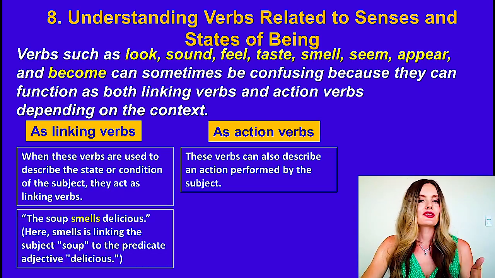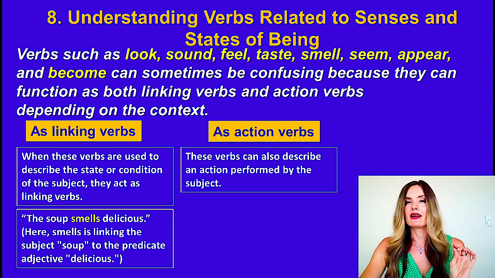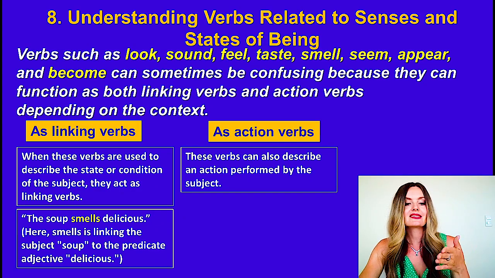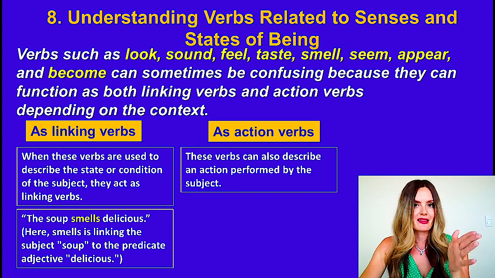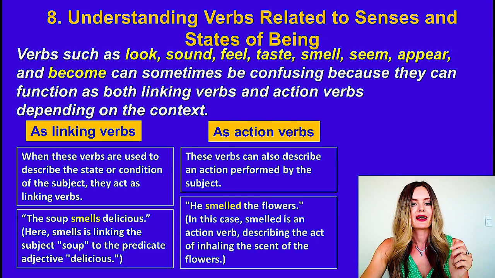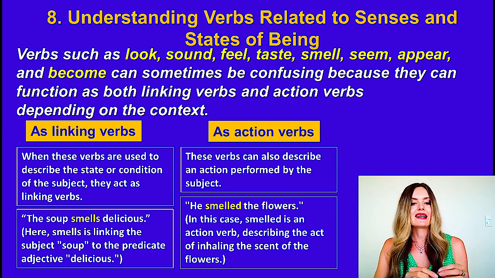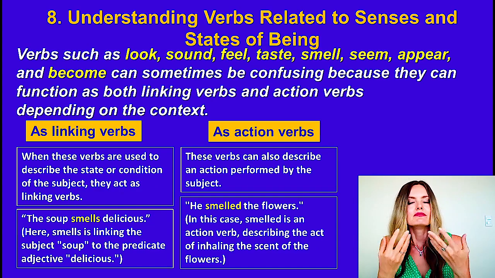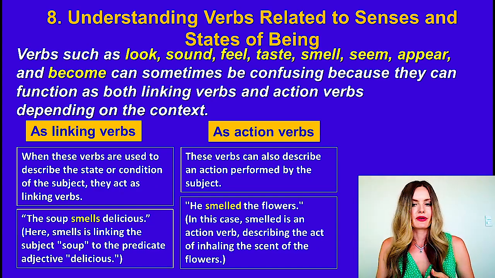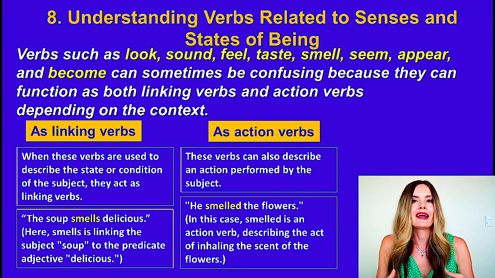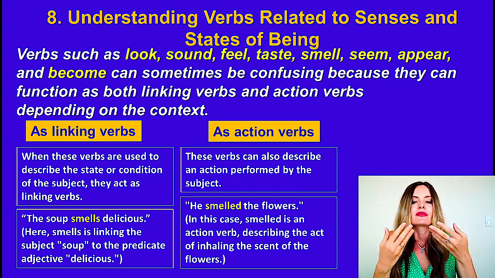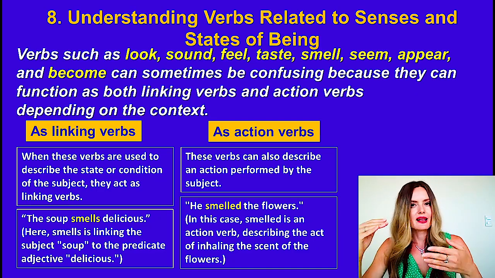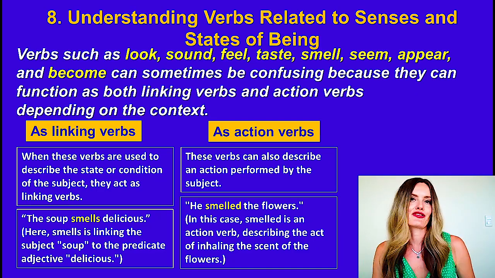For example, the soup smells delicious. Here, smells is linking the subject soup to the predicate adjective delicious. So in this case, it's a linking verb. Let's take a look at this example. He smelled the flower. In this case, smelled is an action verb describing the act of inhaling the scent of the flower. So, he smelled the flower. In this sentence, smelled is the action verb.